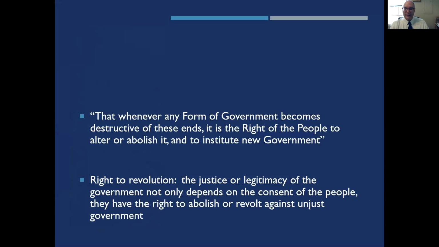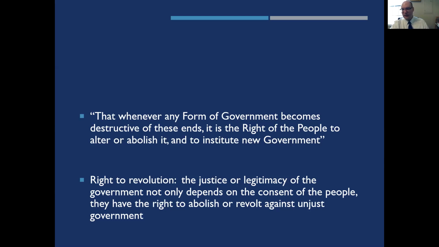Again, since you can see what the purpose of government is, and since the people can be the judge of that, whenever any form of government becomes destructive of these ends, it's the right of the people to alter or to abolish it, and to institute new government, if need be, to actually rise up and create a new government by overthrowing the currently existing one that is, again, destructive of the ends of protecting people's rights, okay?